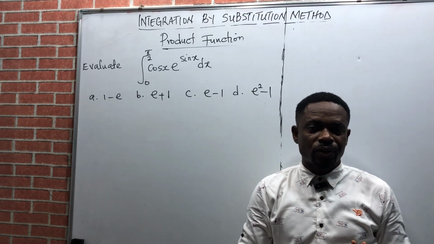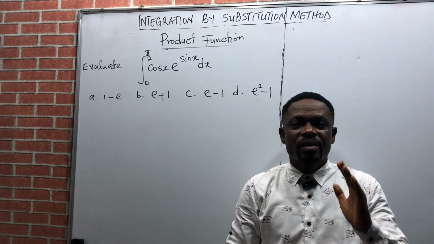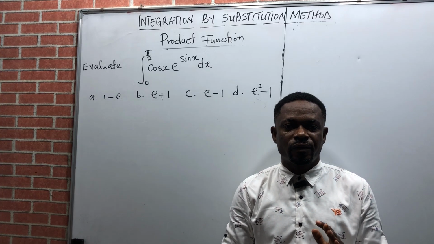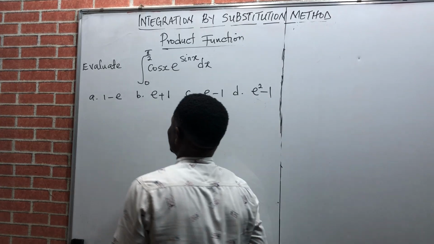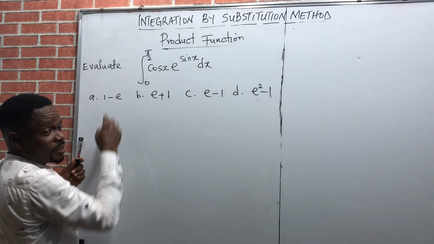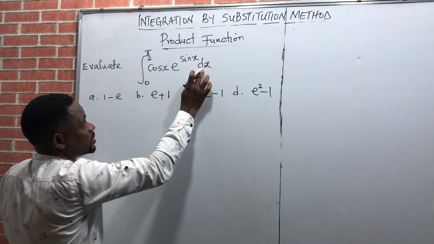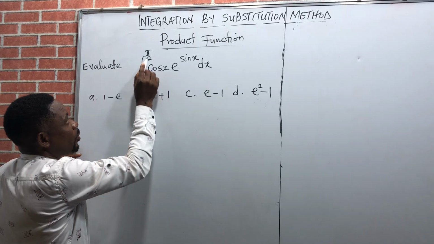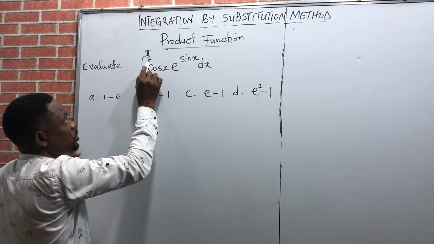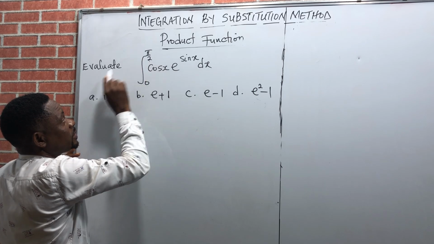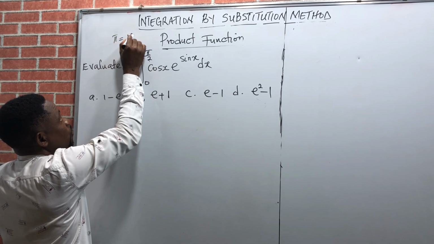Before we continue, another name for definite integration is area bounded by a curve. Can we now look at the question? The question says we should evaluate the integral of cos x exponential sine x dx, bounded by the upper limit pi over 2. This radian, if you convert it to degrees, is 180. Anytime you see pi, it means 180 degrees.